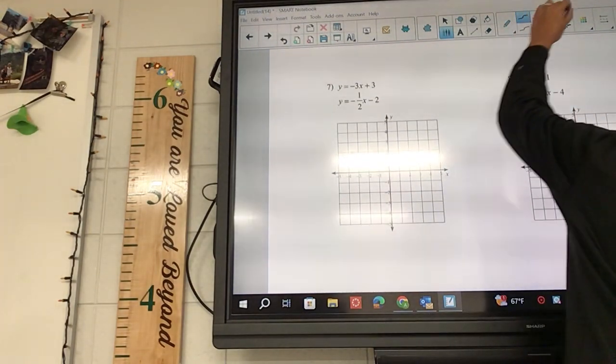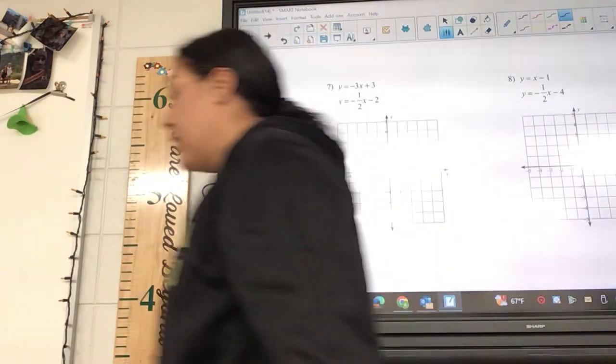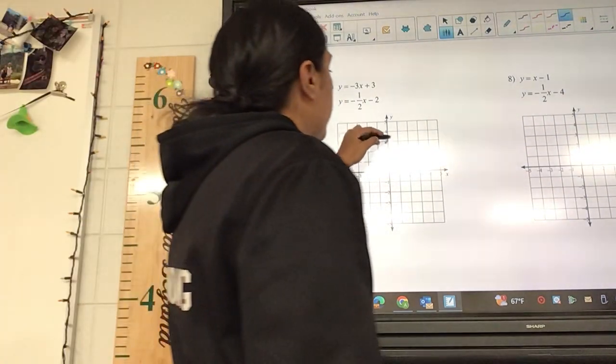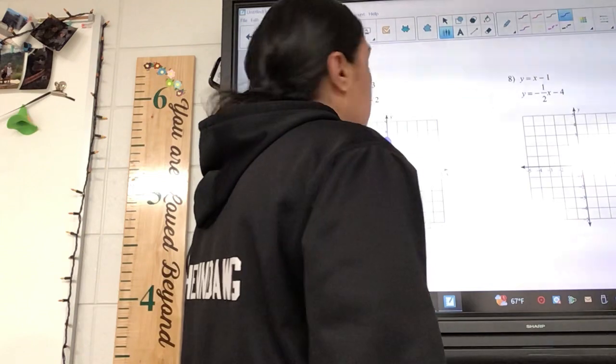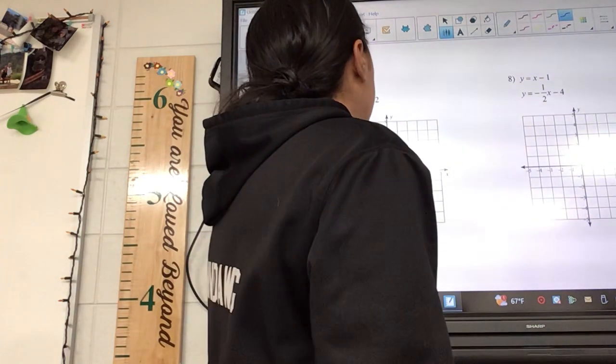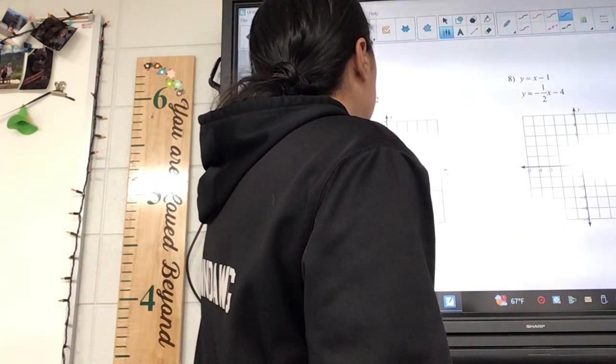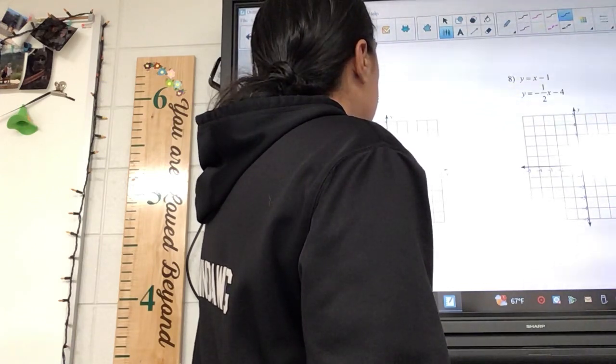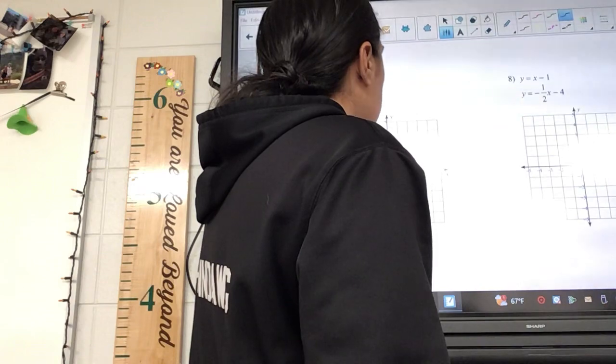Okay, 7. Where does line 1 start? At 3. What is my slope? 3 over 1. Okay, so we can't go up 3, so we're going to have to go down 3. 1, 2, 3, over 1 to the right, because it's negative.